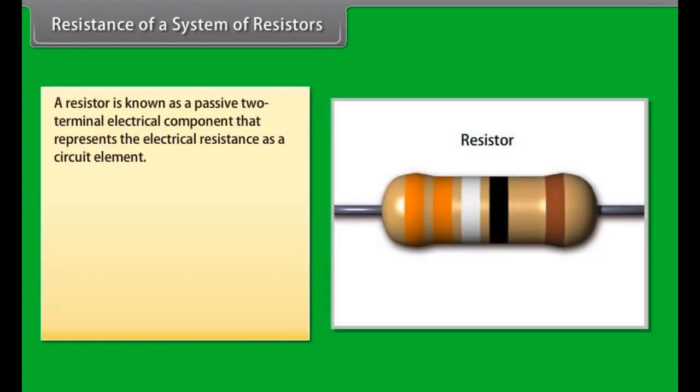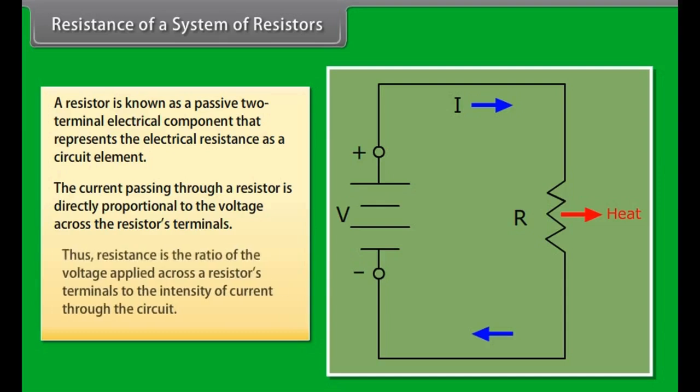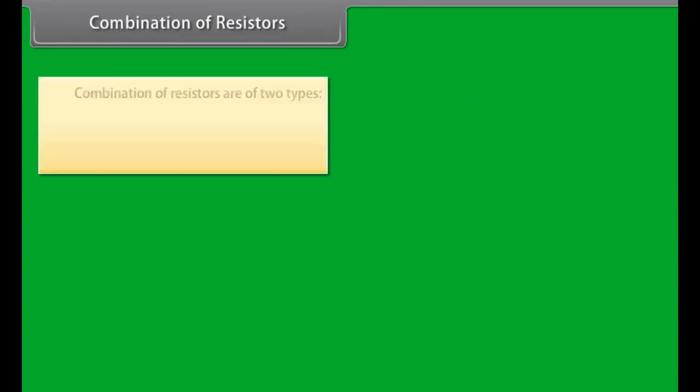A resistor is known as a passive two-terminal electrical component that represents the electrical resistance as a circuit element. The current passing through a resistor is directly proportional to the voltage across the resistor's terminals. Thus, resistance is the ratio of the voltage applied across a resistor's terminals to the intensity of current through the circuit.